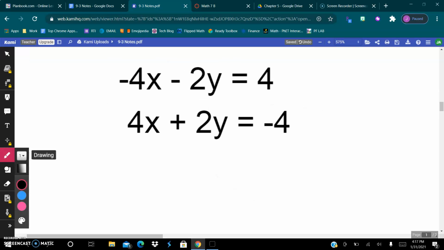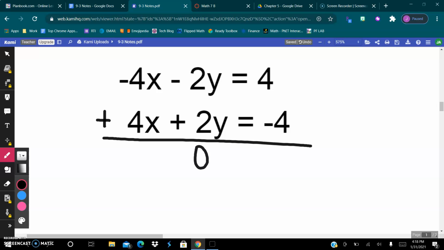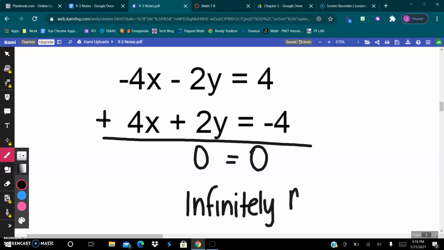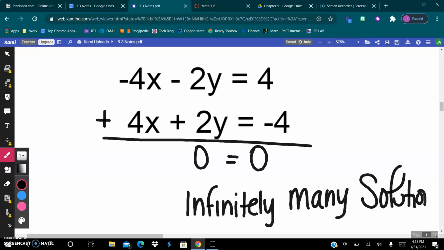All right, for this one, I notice I have a negative 4x and a positive 4x, so I can add because those are going to cancel out. And then going over to the y's, I have a negative 2y and a positive 2y. Those would cancel out as well, so nothing is left on that side. So we have a 0. And then 4 plus a negative 4 is going to be 0. So we have 0 equals 0, which is a true statement. So this is infinitely many solutions. That means they cross at all points because they are the same line.